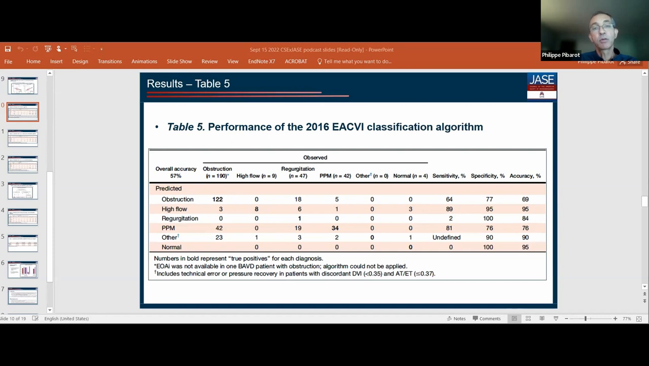Then the algorithm that is more recent than the ESC and probably includes more parameters is the EACVI classification algorithm. With this algorithm, I think we have some improvement versus ESC. You see that sensitivity and specificity are now in the 80s, 90s, especially for high flow PPM, which is definitely better than what we had with the ESC algorithm. But for pathologic obstruction, which is probably our main concern, that we certainly don't want to miss and want to differentiate from a prosthesis-patient mismatch, the sensitivity of this algorithm, which is more comprehensive and multi-parameter, is 64% sensitivity, 77% specificity. This is not enough and we need to do better.